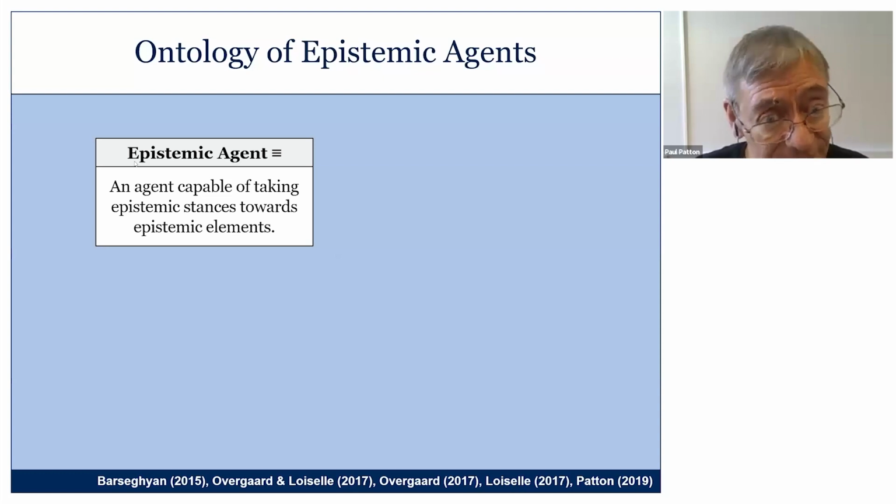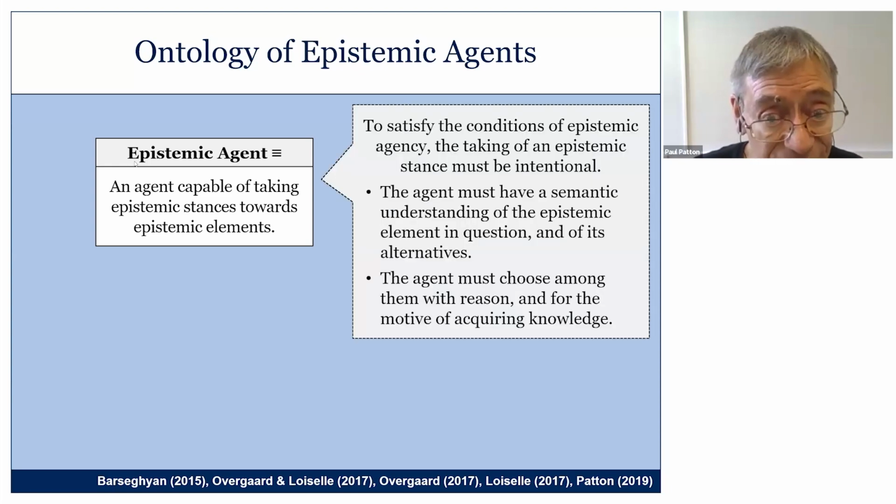So first of all, what's an epistemic agent? An epistemic agent is defined as an agent capable of taking epistemic stances toward epistemic elements. We should say in more general terms what an agent is. An agent is an entity capable of pursuing goals or having purposes. Now, what we mean by an epistemic agent specifically is a system that can pursue goals in the epistemic domain.